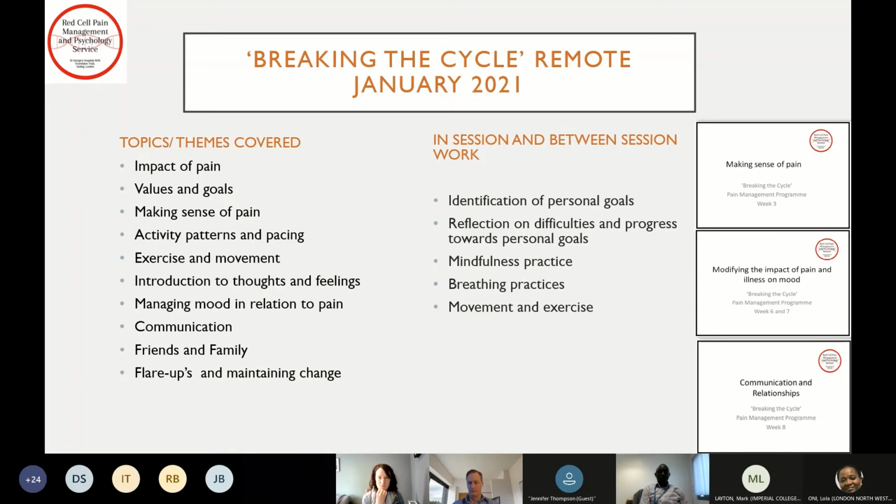And between sessions, really importantly, people focus on their own personal goals that they share and discuss with the group, reflect on difficulties that might have come up. And each week we practice brief mindfulness practices, with the aim of increasing awareness of our own thoughts, emotions, physical sensations, and learning a degree of choice in how we respond to those things. We also practice breathing practices, which we know can have quite a soothing effect on the nervous system, and integrate movement and exercise practices each week.